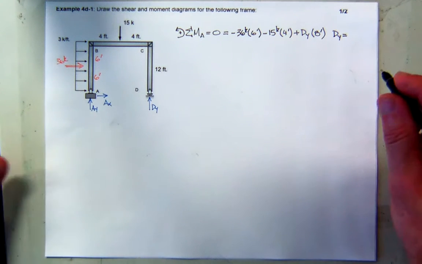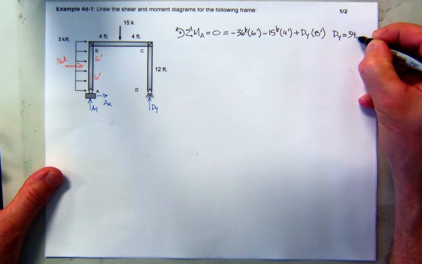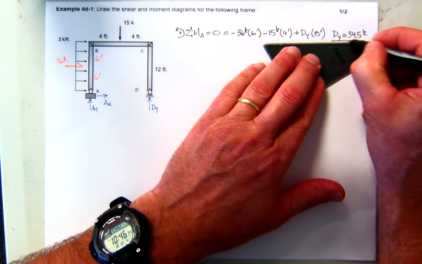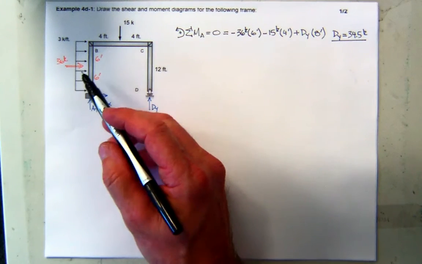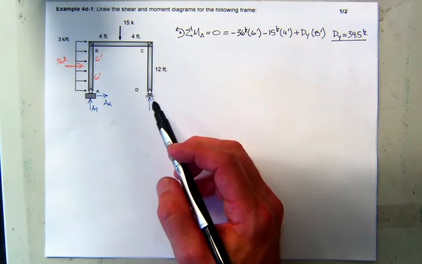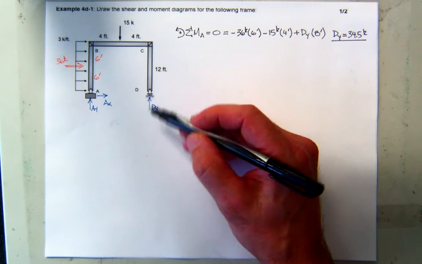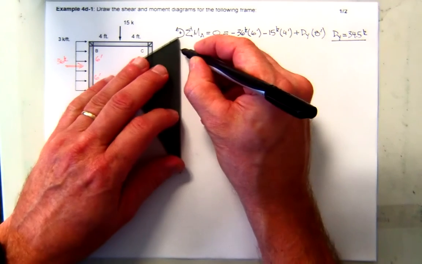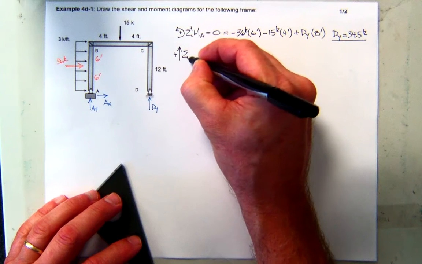34.5. Anybody else get 34.5? 34.5 kips. And it's positive. That seems reasonable. About A, you can see both these forces would cause the structure to try to rotate clockwise. So the reaction force is pushing against that. So that makes sense.